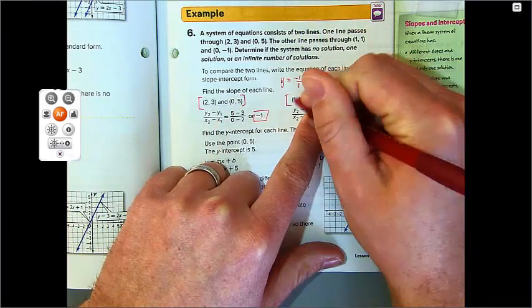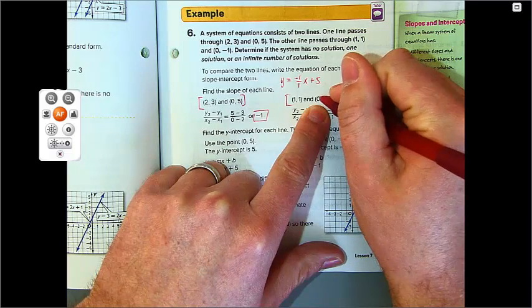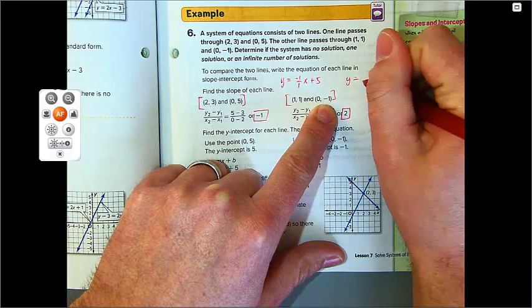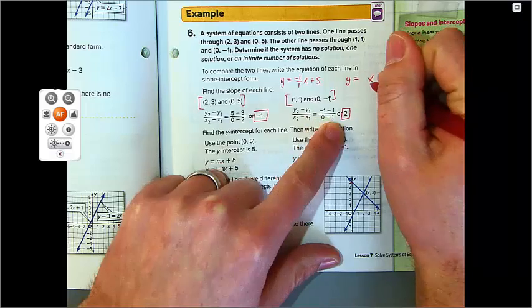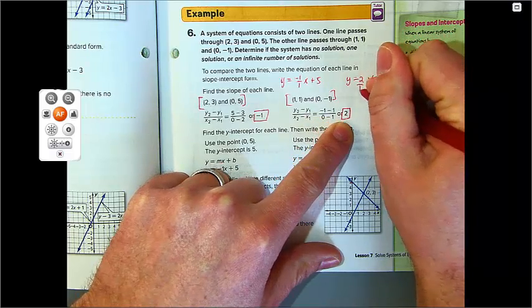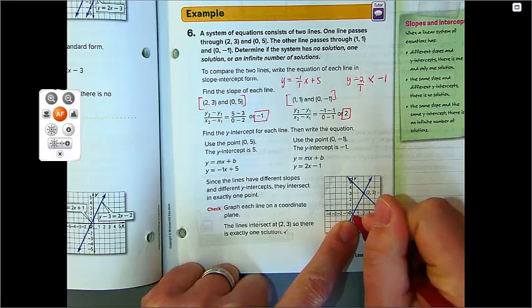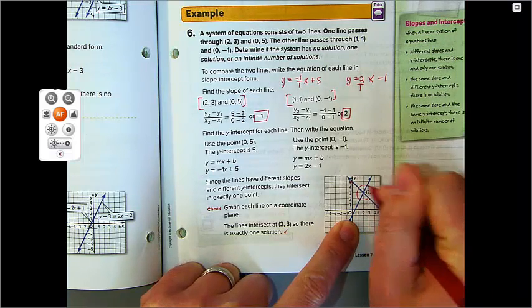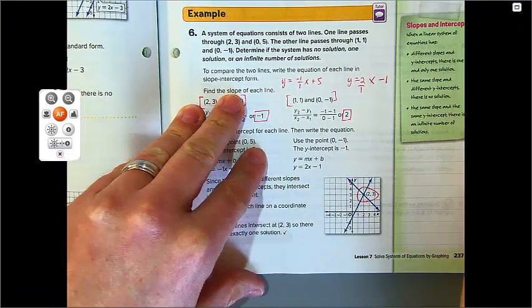So kind of look for the zeros here. Here x is 0. So my y-intercept is negative 1, so I have minus 1 out to the side. I have my x. What's my slope? 2, which is 2 over 1. So I start at negative 1, then I go up 2 over 1, up 2 over 1. They meet right there for the solution. Okay?